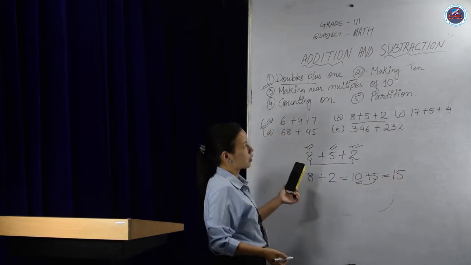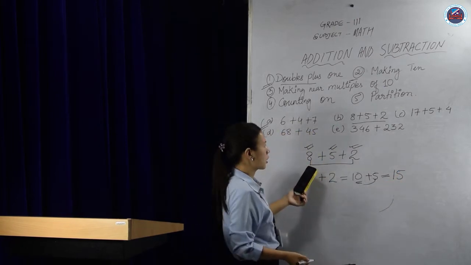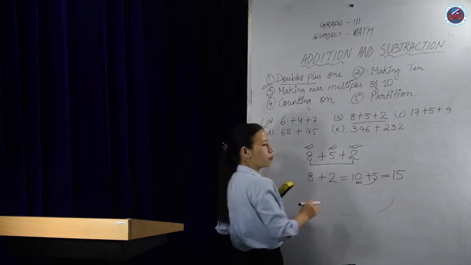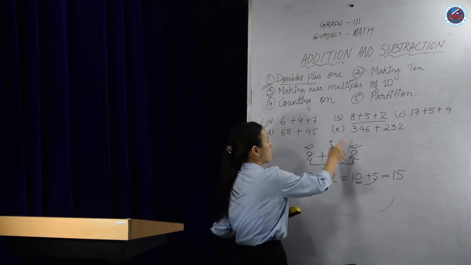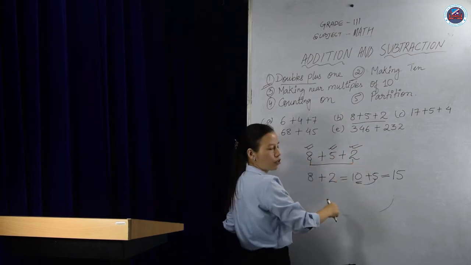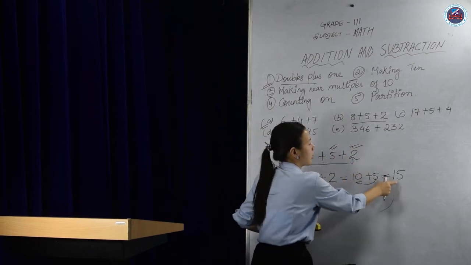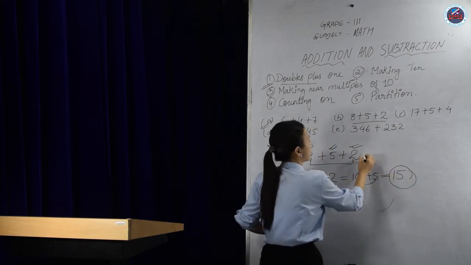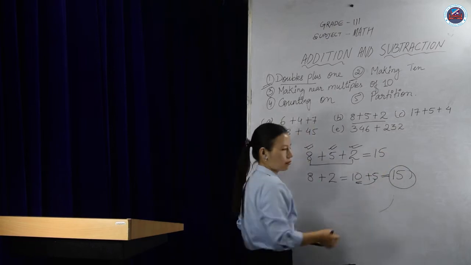So that's how we use this making 10 strategy to find the sum. Remember, you have to choose two pairs of numbers that is equal to 10 and add it with the remaining number, you get your sum. That is 8 plus 5 plus 2 is equal to 15.